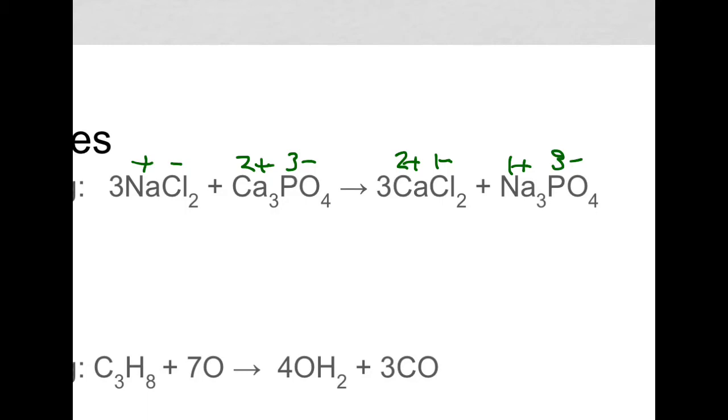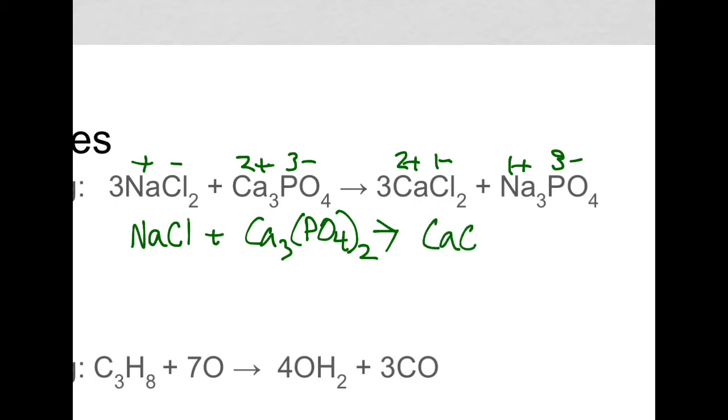So looking at crossing my charges, first off on the left side, I should be a 1-to-1 ratio. So that's NaCl. 2 and 3, I see I got the 3 crossed down for the calcium, but not for the phosphate. So Ca3(PO4)2. When it comes to calcium and chlorine, that appears right. And for sodium phosphate, that also appears right.